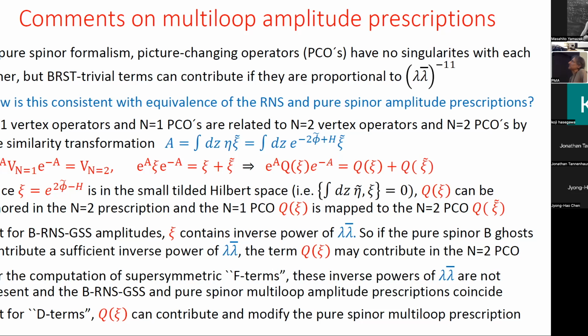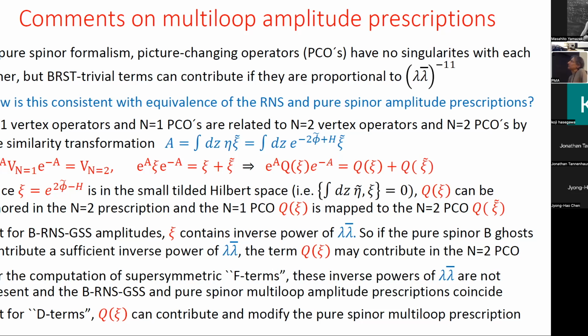That's because xi, although you can write it in terms of the tilde variables, doesn't depend on xi tilde. So it turns out to commute with eta tilde. So this is in the small tilde Hilbert space, which means q of xi is BRST trivial in the small tilde Hilbert space. So in this term here, you can ignore it, at least in the holomorphic Chern-Simons computation, because it's something BRST trivial.